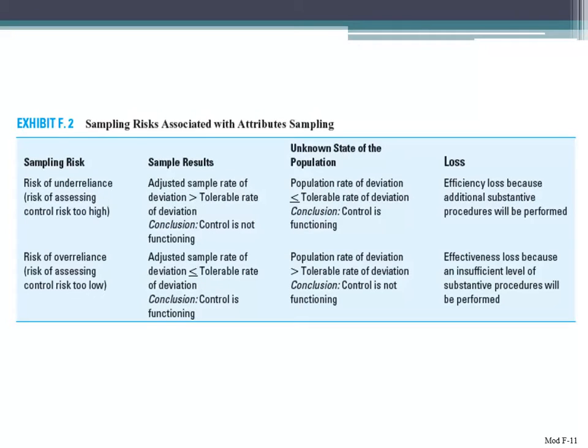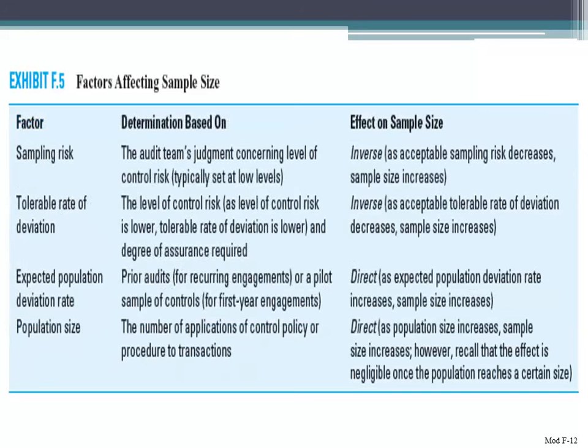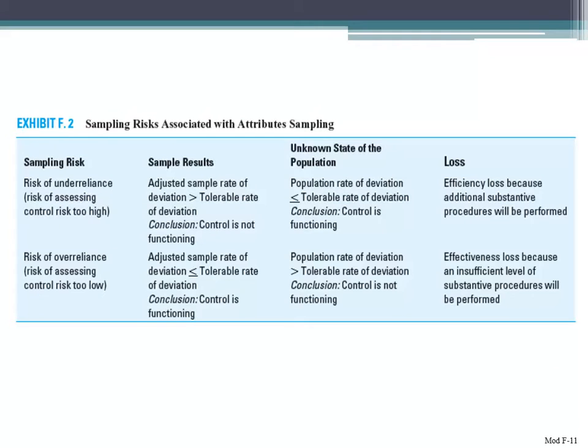So this is right out of your text, but sampling risk associated with attribute sampling. You have, as I said, the risk of under-reliance and the risk of over-reliance. The risk of over-reliance will result in an incorrect acceptance, and the risk of under-reliance will result in an incorrect rejection of the population. So if you have under-reliance, and that's the risk of assessing control risk too high, your adjusted sample rate of deviation is going to be greater than your tolerable rate of deviation. And so you're going to conclude that that control is not functioning, right?